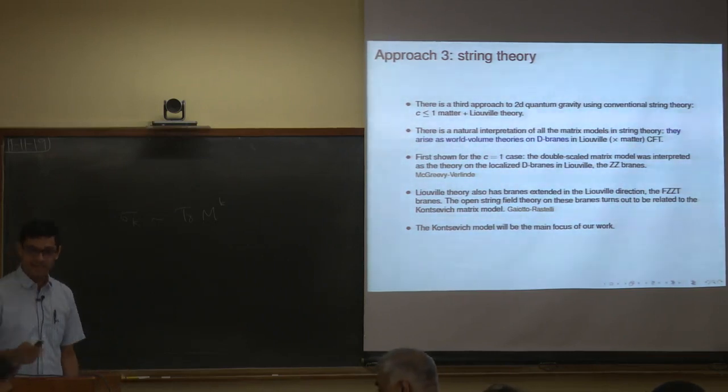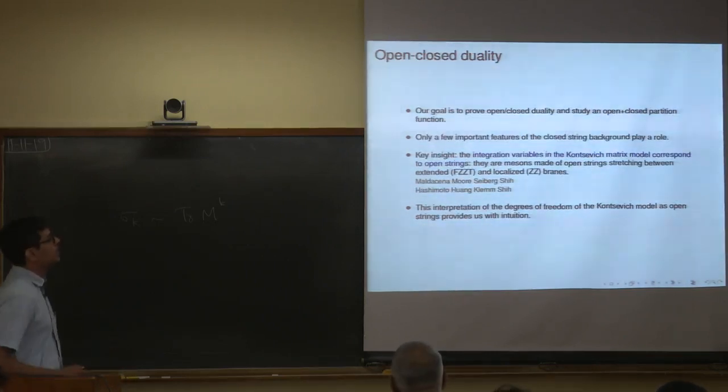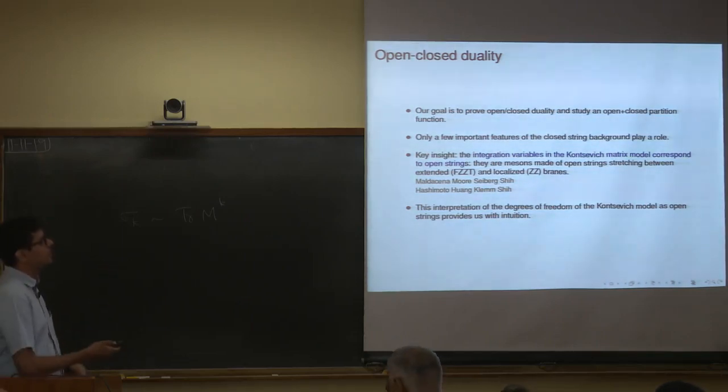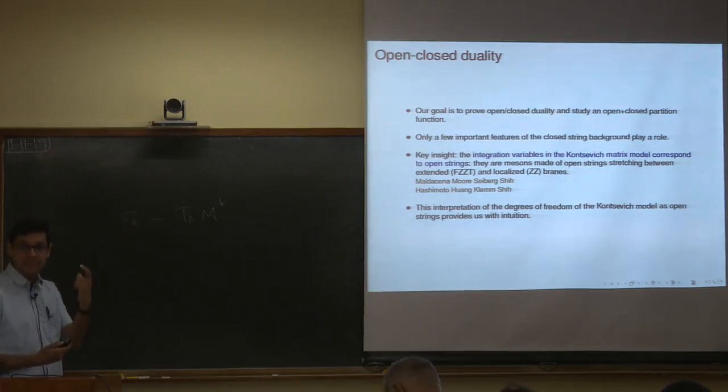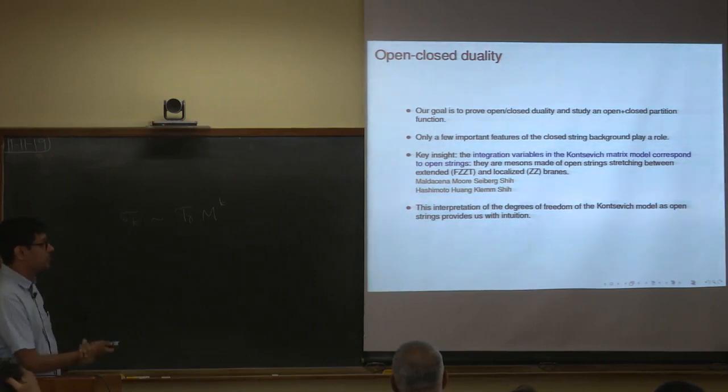Exactly. So what we want to do is to show open-closed duality. And now that we have this interpretation, it's very simple what you have to do. What plays an important role is the fact that the integration variables in the Kontsevich matrix model correspond to open strings. They're like mesons between FZZT and ZZ branes. This was an interpretation that was given after the Gaiotto-Rastelli paper in this set of papers.